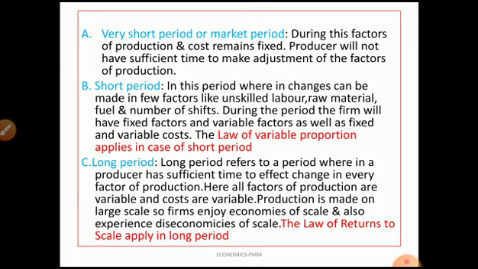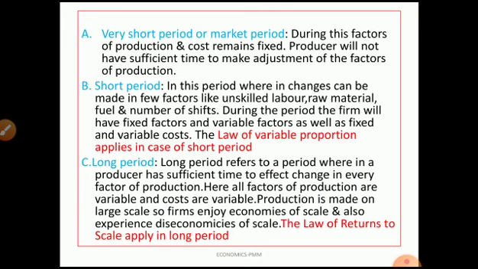A long period is a period where the producer has sufficient time to make all the changes in factors of production. Here all factors of production are variable and costs are also variable. Production is made on a large scale, so the firm will enjoy economies of scale. Economies are nothing but advantages. And the opposite of this is diseconomies, meaning disadvantages. Here the law of returns to scale applies in the long period.